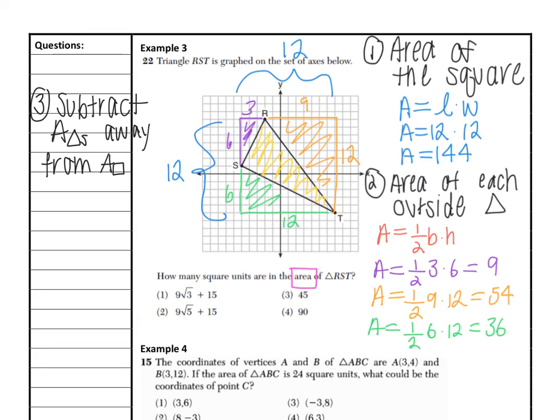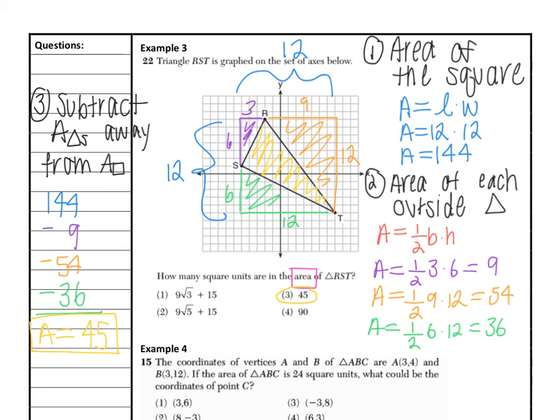So I'm going to start with 144, because that was our total area. And we are going to subtract away from that the 3 areas of the triangles that we found. So I'm going to subtract away 9, 54, and 36. If you type in your calculator 144 minus 9 minus 54 minus 36, that is going to leave us with a final area of 45. And that is in fact our answer, which matches with what we have here.